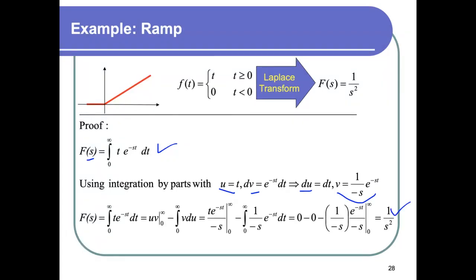So this is the ramp input. It's another kind of input, but it's, let's say, less popular than the step input.